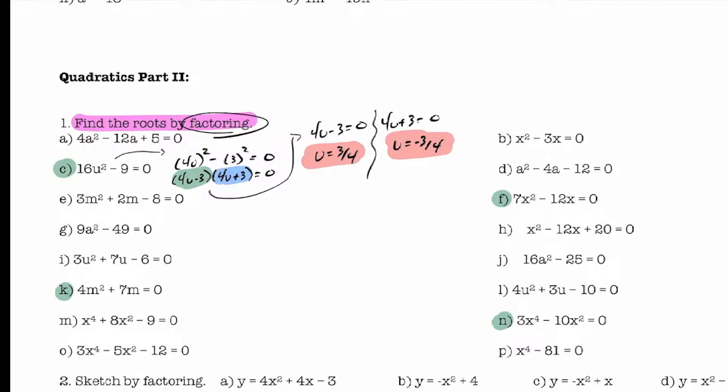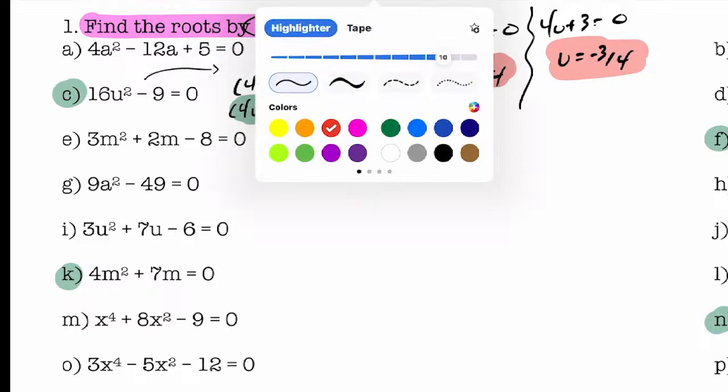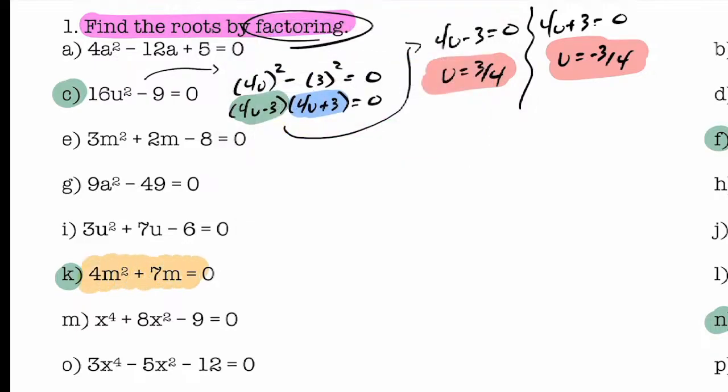Okay, so that would be one example of finding the roots by factoring. I then just randomly picked K. Again, with these questions, you first want to look for a GCF. And you'll notice that this question here that I'm highlighting in orange has a GCF of m. So if I factor that out, I'm left with 4m plus 7 equals 0.